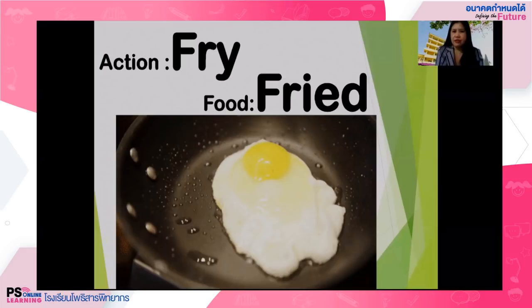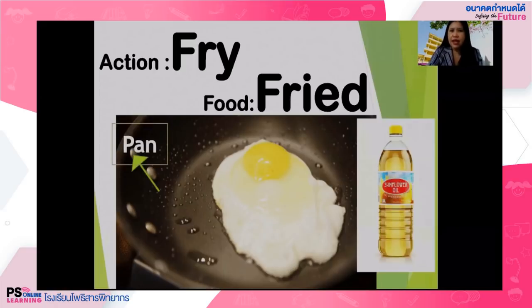Fried. Very good. So what is that? Egg, right? So you call it fried egg. Very good. So when you need to fry, you need a pan. That is called a pan. And then you also need oil. Okay, so when you are frying, you need a pan and oil. And oil, not an oil, some oil.